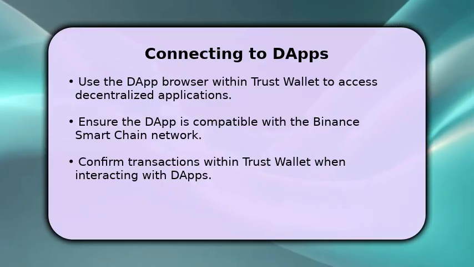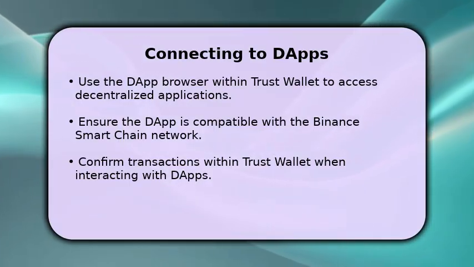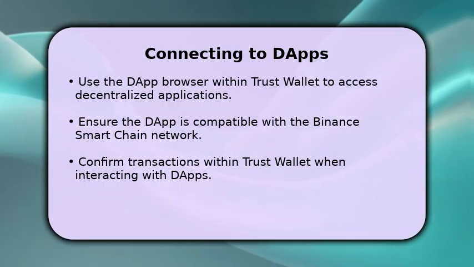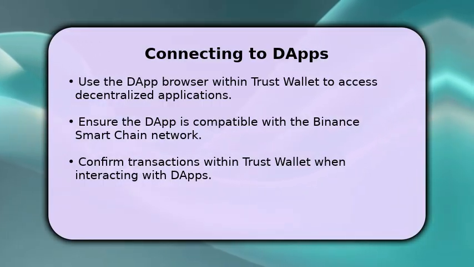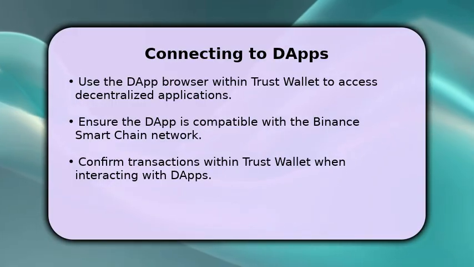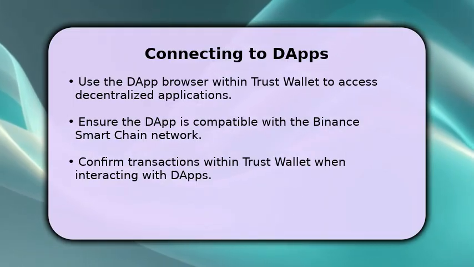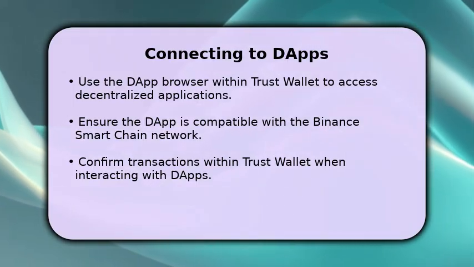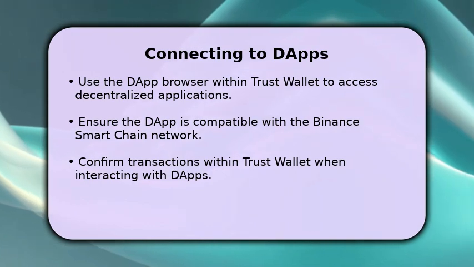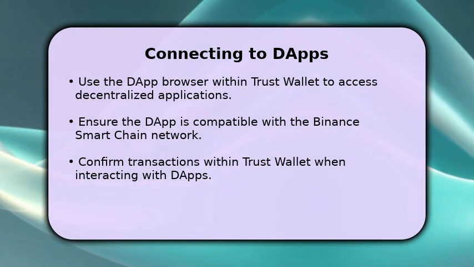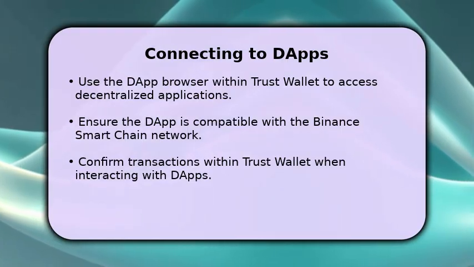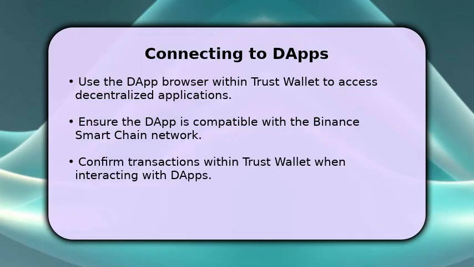Finally, you are ready to connect to decentralized applications, or dApps. Open the dApp browser within Trust Wallet and navigate to your desired dApp. Make sure the dApp supports the Binance Smart Chain. When prompted, connect your wallet. Any transactions you initiate within the dApp will require your confirmation directly in Trust Wallet, ensuring your security and control over your funds.